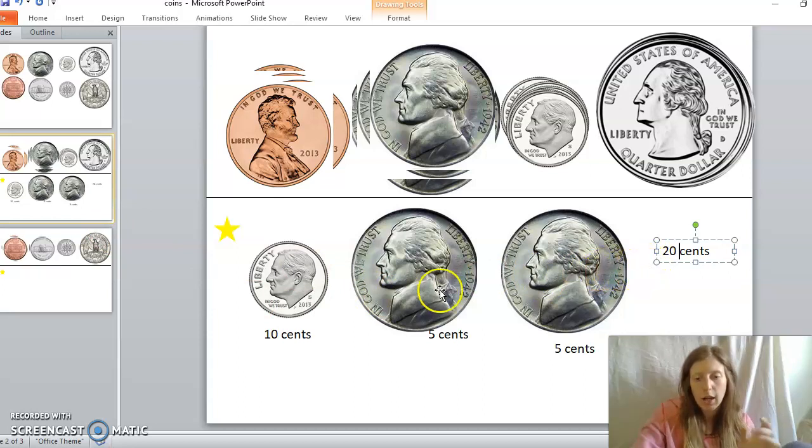So again, I know that I told you to start with your biggest number. It's going to make it easier. So say I started with my 5. I know 5 plus 5 is going to give me 10. 10 plus 10 is still going to give me 20. So no matter how you add it, you're going to get the same answer. But again, starting with that bigger amount is going to be easier.